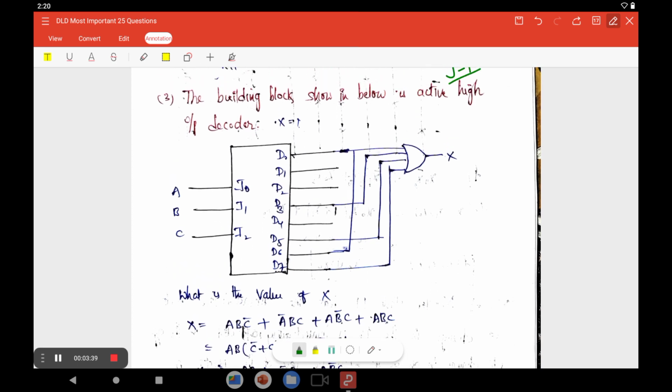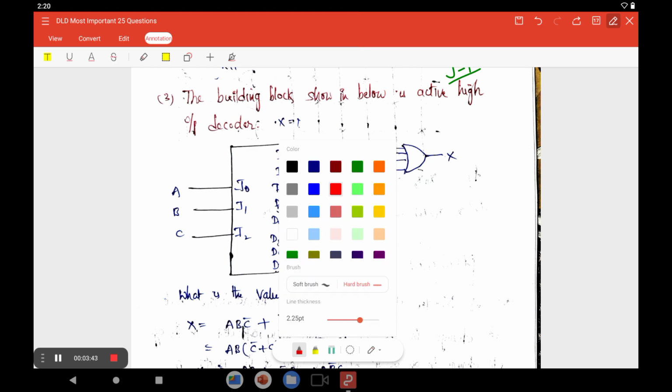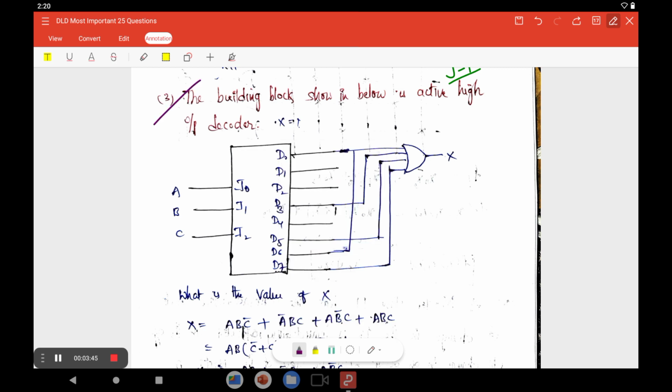So this is a question, right? What is the question? They mentioned that the building block shown in the figure is an active high decoder. This decoder is also a 3 to 8 decoder because it consists of 3 inputs and 8 outputs. Therefore, it is a 3 to 8 line decoder.